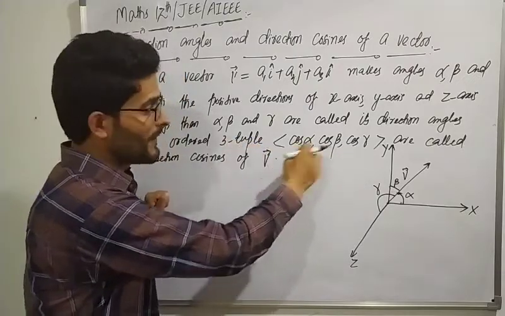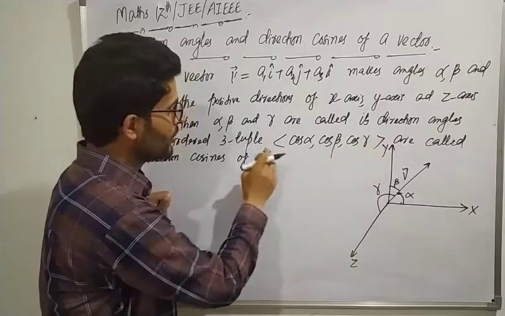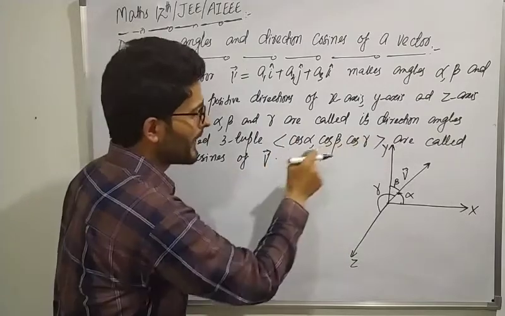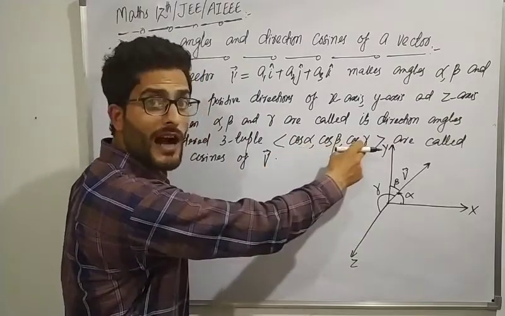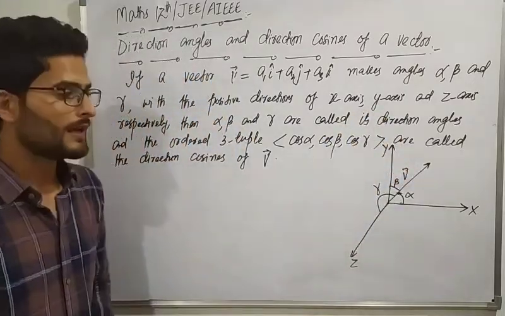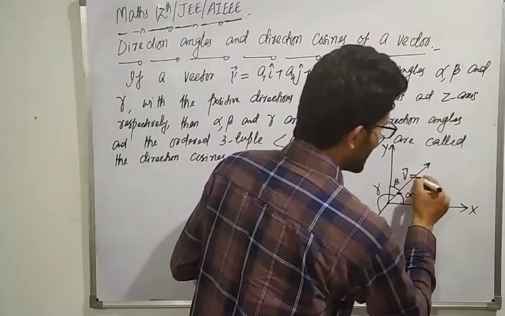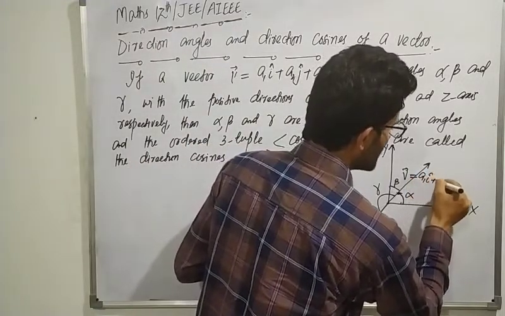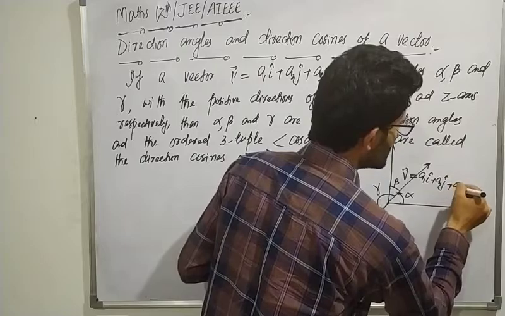ऑर्डर्ड क्यों? क्योंकि पहले अल्फा, बाद में बीटा, बाद में गामा. So the ordered 3 tuple of cos alpha, cos beta and cos gamma are called the direction cosines of that vector v. लेकिन ये वेक्टर v जो है that has been expressed as a1i plus a2j plus a3k.